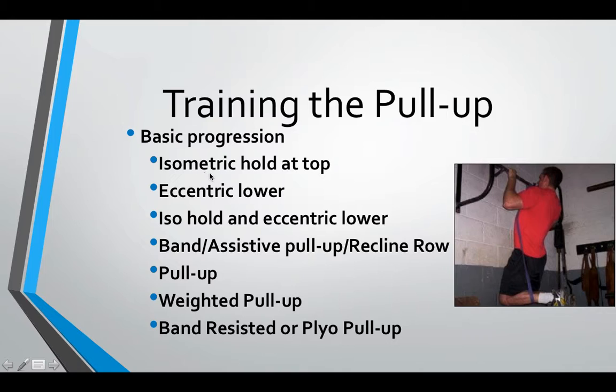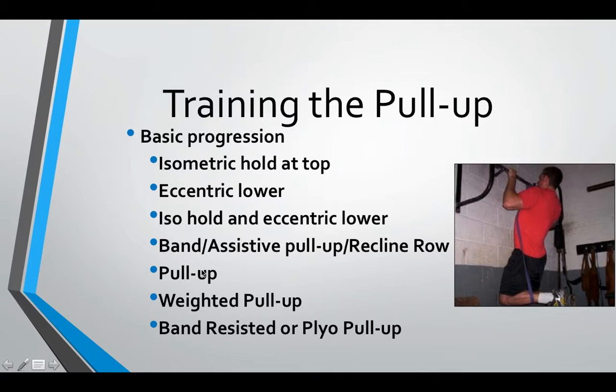Once they've mastered their body weight, just lowering down and holding, now let's try and start putting in the pulling motion of the lift. So we can incorporate bands, using TRXs set at a lower setting so your feet can be on the floor, pushing, driving through the feet to help you come up. Or a recline row. So maybe you're not working strictly the lats, but maybe it's a little bit more of the mid-back and lats. Then this can progress to pull-ups.